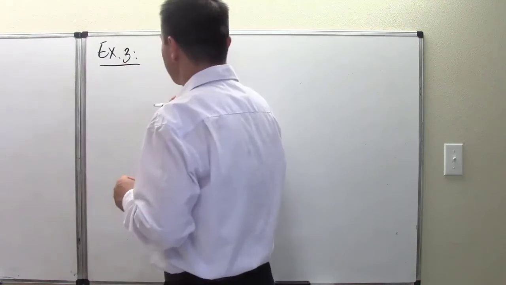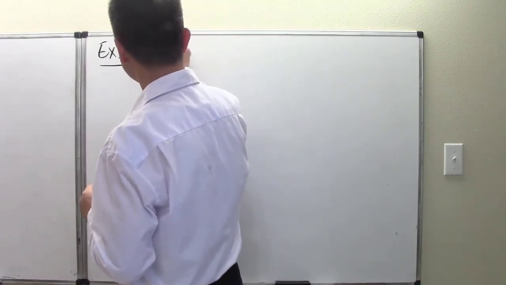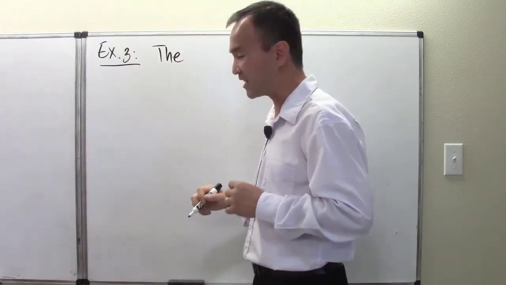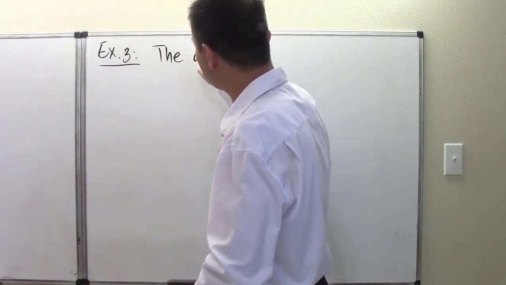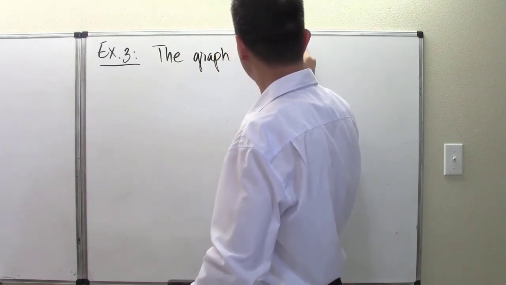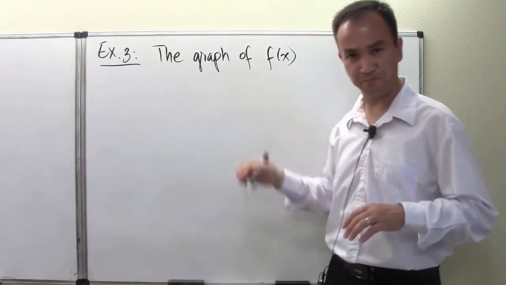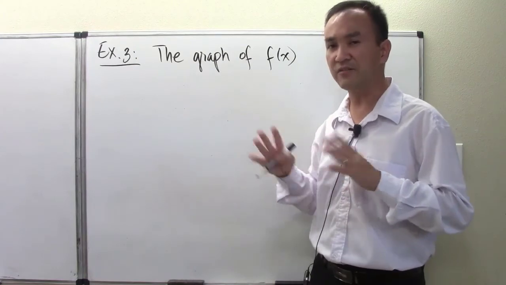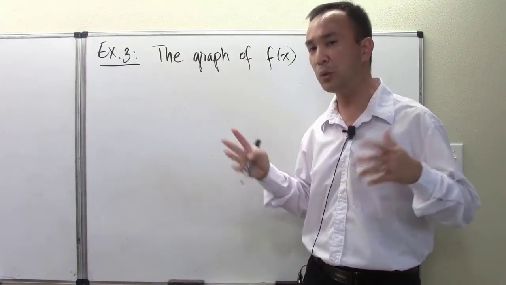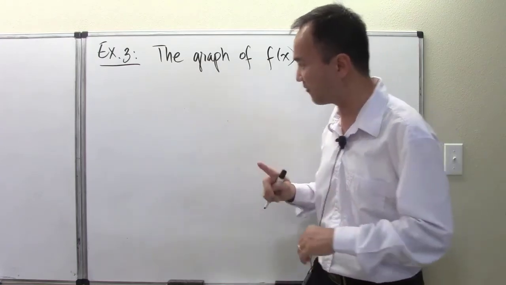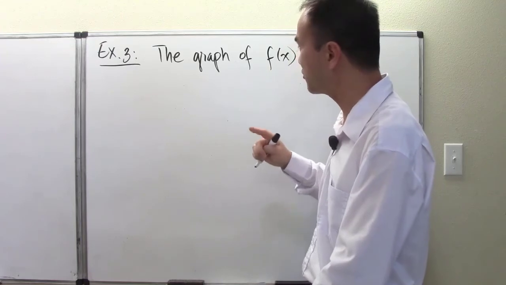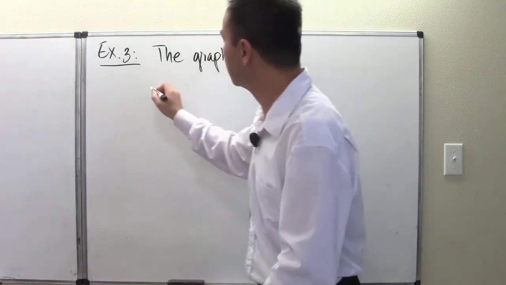The wording description of the problem is as follows. The graph of f of x, so some function. Here it's not given as f of x equals x squared, it's not given as f of x equals 2x minus 1, there's no specific formula. So the graph of f of x is given.